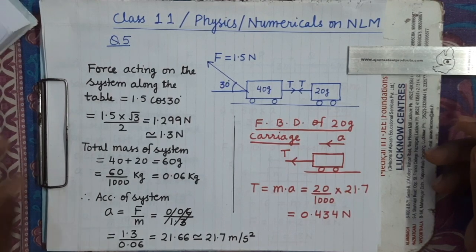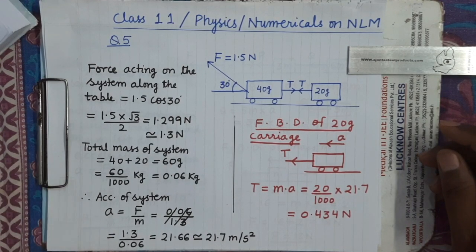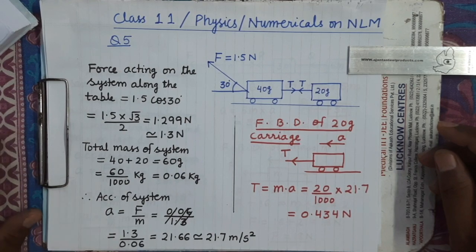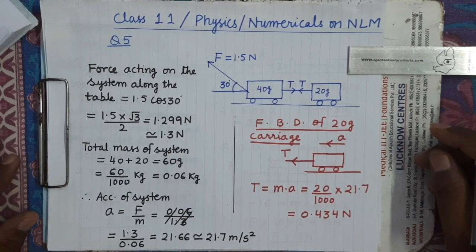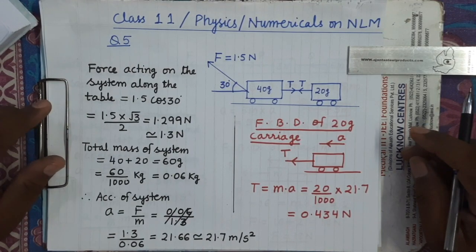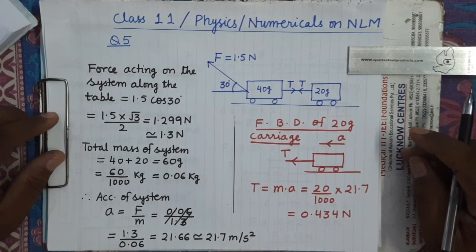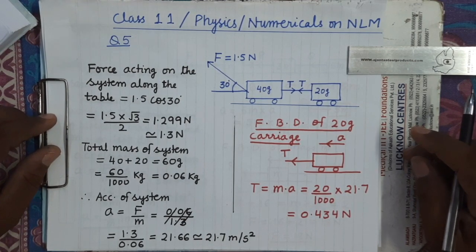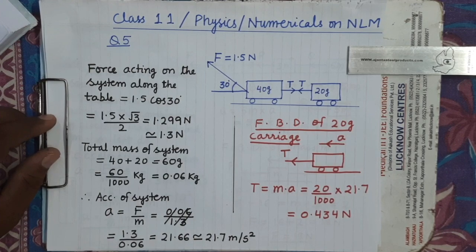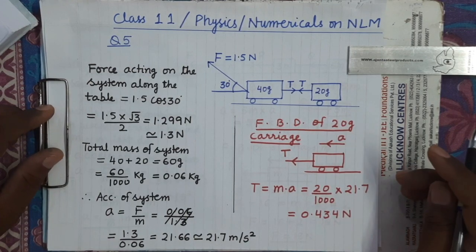Hello students, today in this lecture we will do the numericals of Newton's laws of motion. So firstly I am going to begin the numericals which are based on the connected motion, means on the connected bodies. Here you can see there is the question number 5 of your book, Newton Physics.